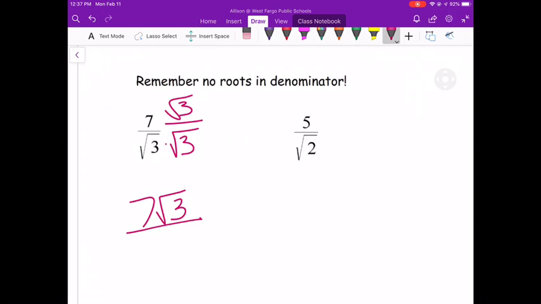Square root of 3 times square root of 3 is 3, because square root of 3 times square root of 3 is the square root of 9, and that simplifies to 3. Now 7 and 3 are both on the outside, but that doesn't simplify any further.